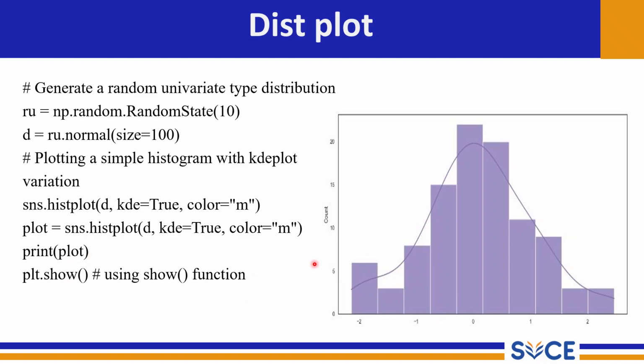So here you can see the count as well as the values which are plotted in a distributed way, and the histograms are plotted. Okay, the M which denotes the magenta will also be given. Okay, yeah.